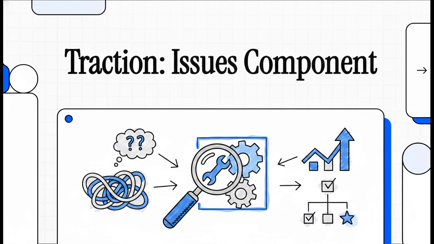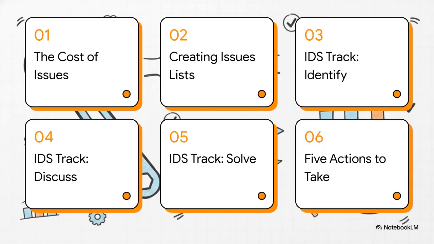Well, today, we're going to walk through a highly practical system to finally identify and solve those issues for good instead of just talking about them in endless circles. Here is our roadmap for today. We'll cover the cost of unresolved issues, creating your issues lists, the 3 steps of the IDS track, identify, discuss, and solve, and finally, 5 actions to take now.